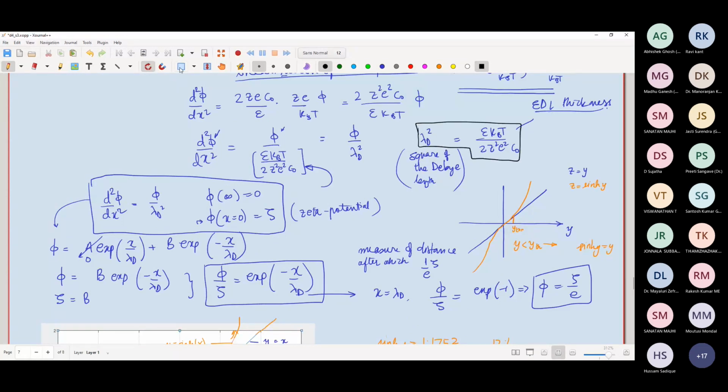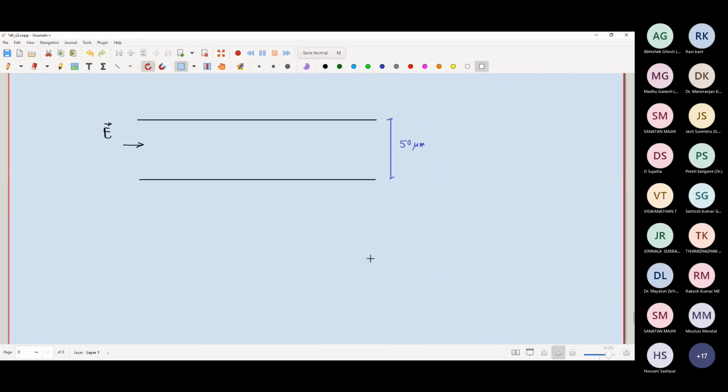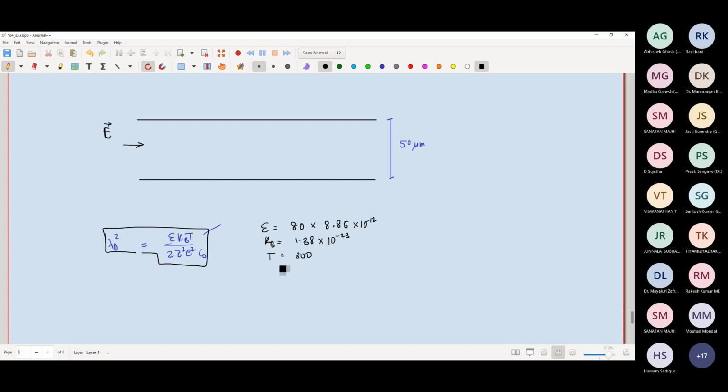Let us just copy this expression and crunch some numbers. Let me give you some typical values. Epsilon is the permittivity of water, which is almost 80 times the permittivity of free space, which is 8.85 times 10 to the power minus 12. kB is the Boltzmann constant, 1.38 times 10 to the power minus 23. T is 300, like room temperature. Z is 1. e is 1.6 times 10 to the power minus 19.